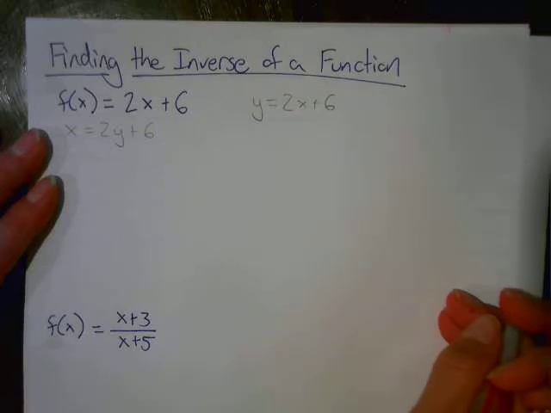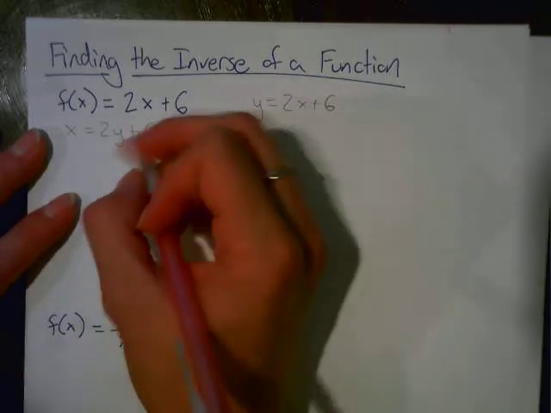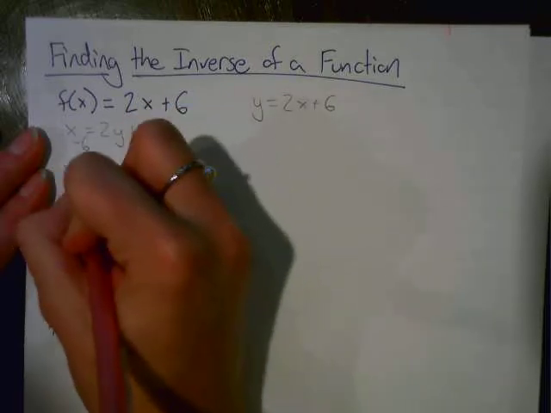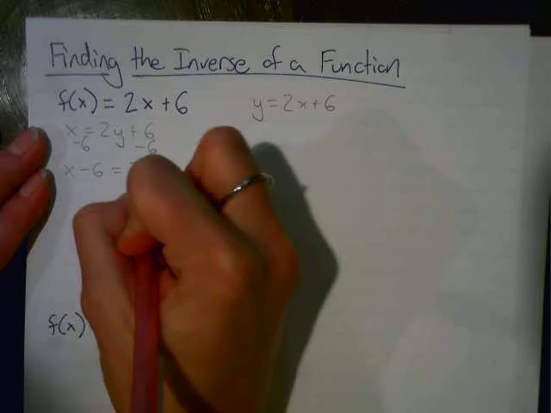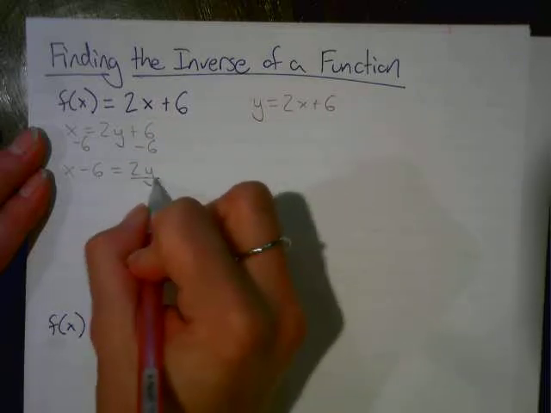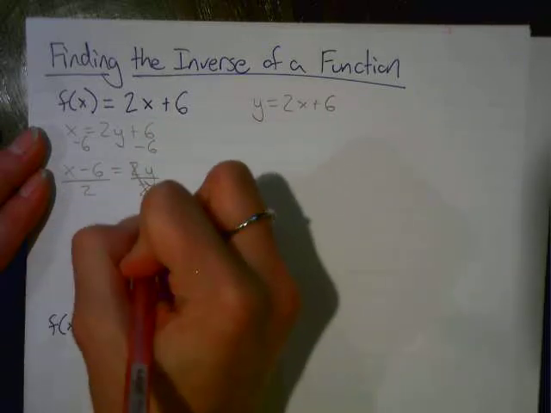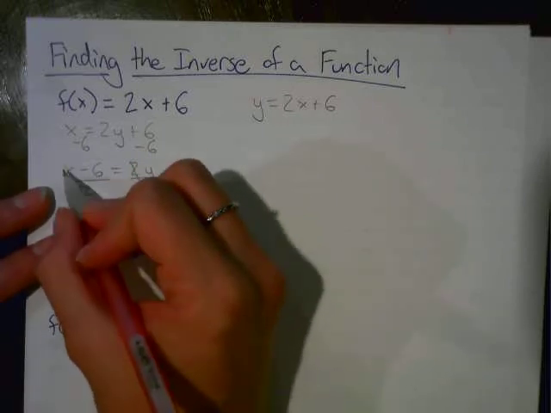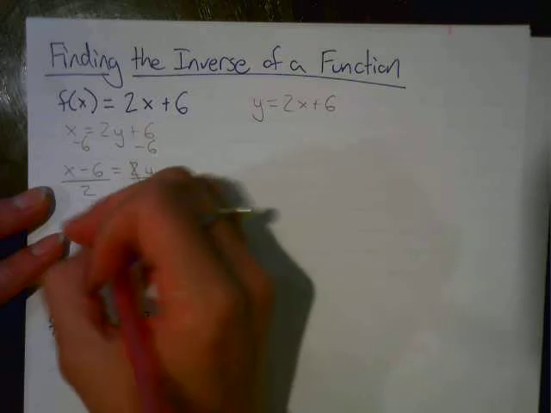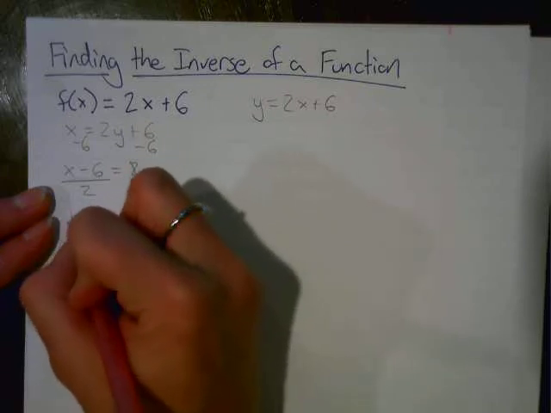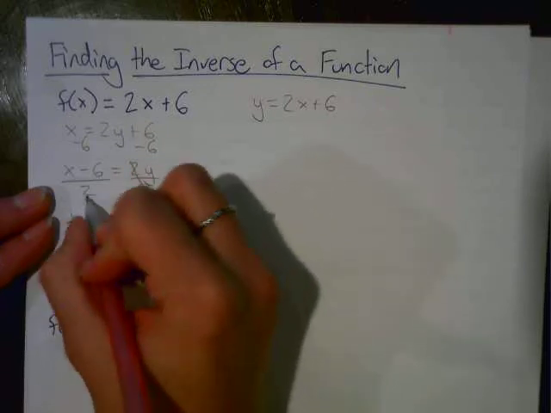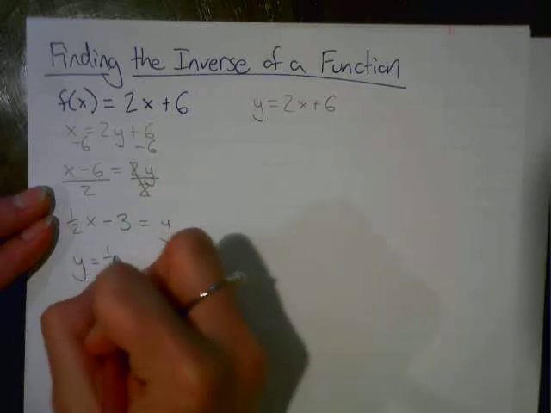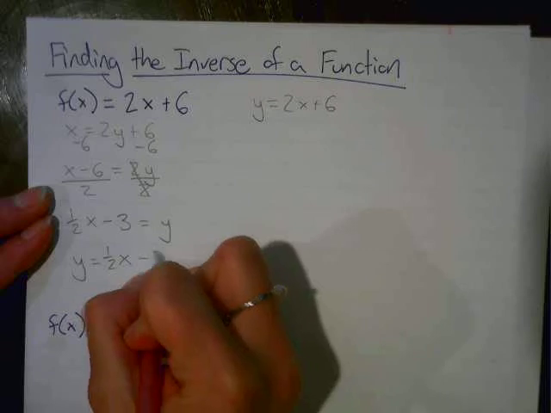Next, we're just going to use legal algebra moves to solve for y. So solving for y, I can subtract 6 from both sides, and I have x minus 6 equals 2y. And then I can divide both sides by 2. Remember, to divide this entire side by 2, that means that I'm going to divide both of the terms right here by 2. So I'll have 1/2 x, and minus 6 divided by 2 is 3. So I have y equals 1/2 x minus 3.